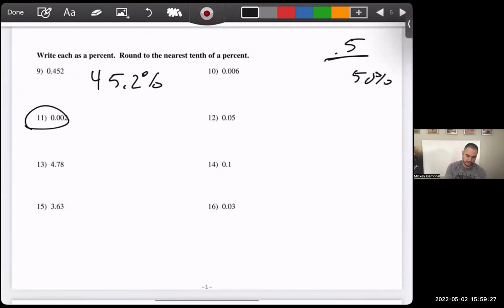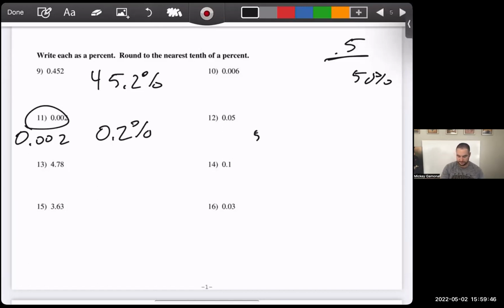So like this one, 0.002, this one's going to be 0.2%. You would think, okay, well, 1 cent would be right here, but I don't even have 1 cent. So I have 0.2%. That's how you would solve this one.